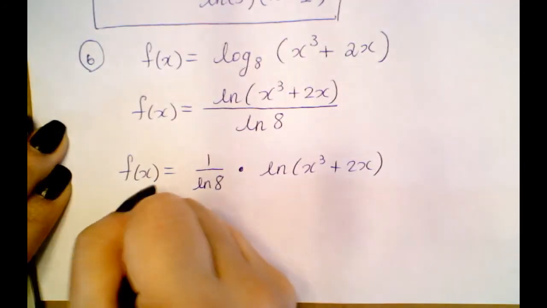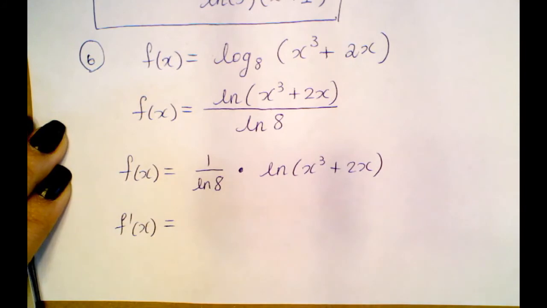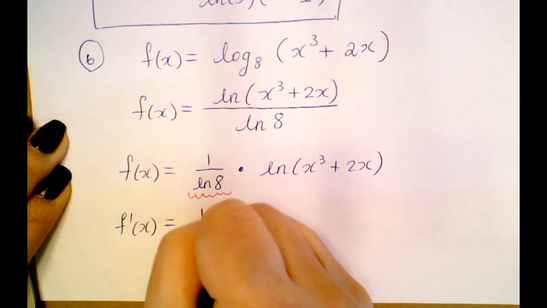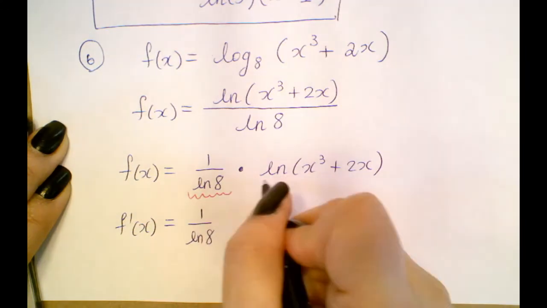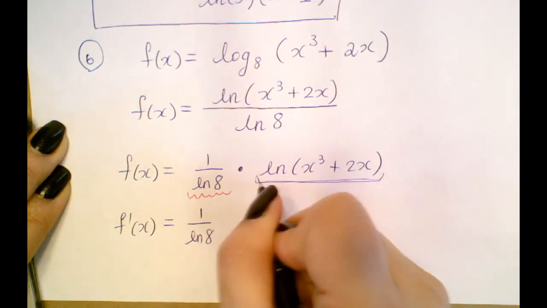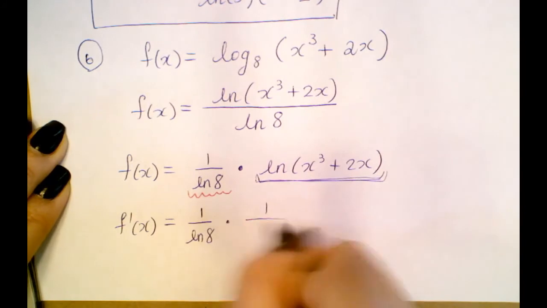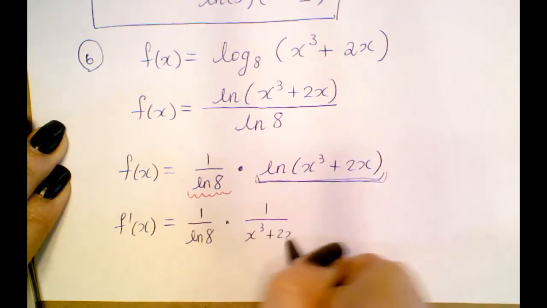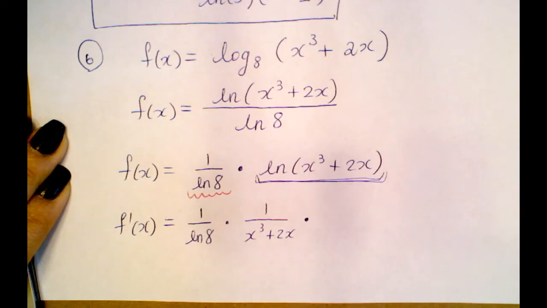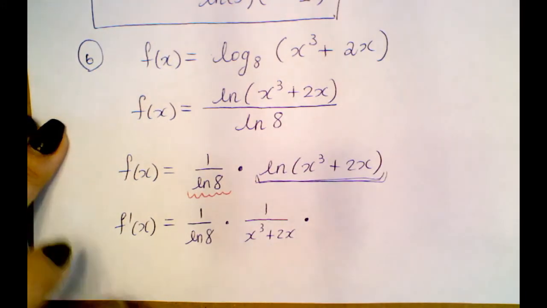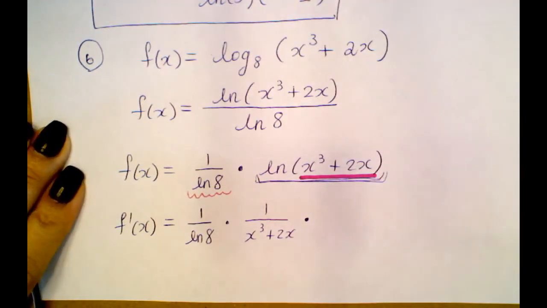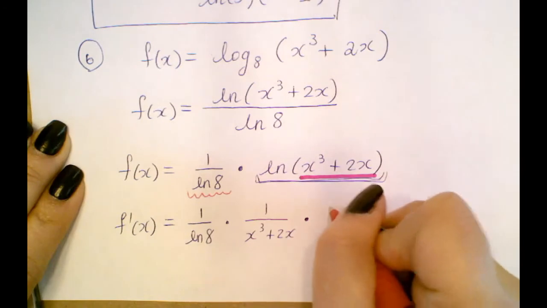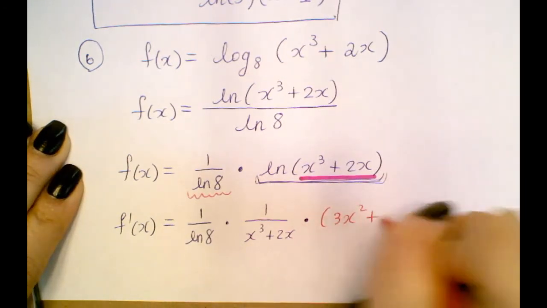Ready? So f prime of x is equal to, hello, constant. This constant just comes straight down. It's constant because there's no x here, right? It's 1 over ln 8. So just copy that down. But now, let's take the derivative of this one. Do write down 1 over x cubed plus 2x. But guess what we're going to multiply this by? We have to multiply this by the derivative of x cubed plus 2x. That's going to give us 3x squared plus 2.